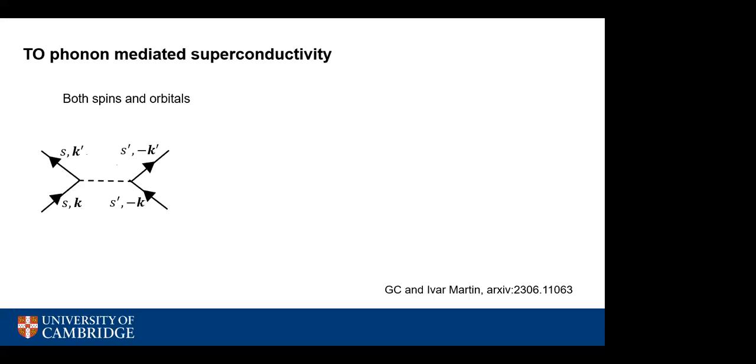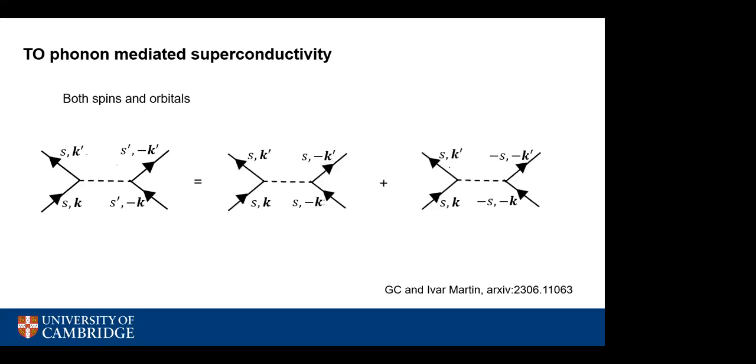Just to motivate that, even if you have this. The vertex really doesn't flip the spin. If you write your spin in this rotated basis, you can just split your electron diagram into the same spin and the opposite spin interaction. And they are completely decoupled, at least at this level of theory. And then you can just take the same spin pairs and opposite spin separately, even in the presence of spin orbit coupling.